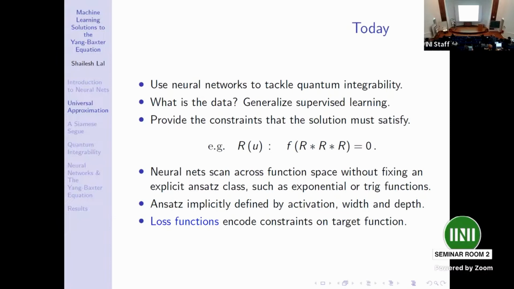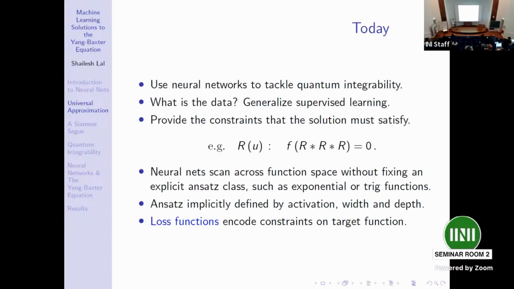And so essentially what we're saying is that rather than providing input-output variables, we're going to tell the neural network that, hey, I'm looking for a function, or in this case, a set of functions that together satisfy a complicated nonlinear identity.